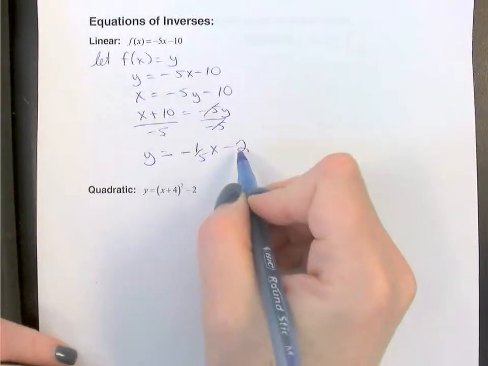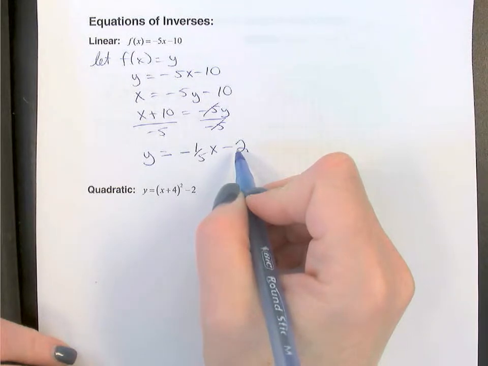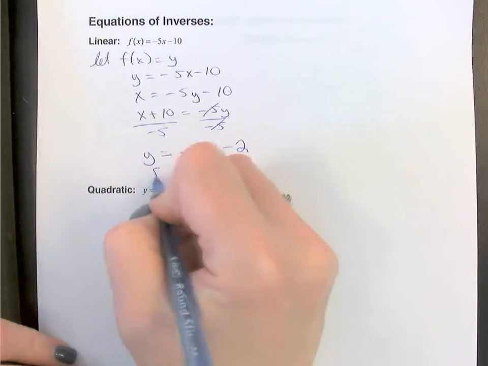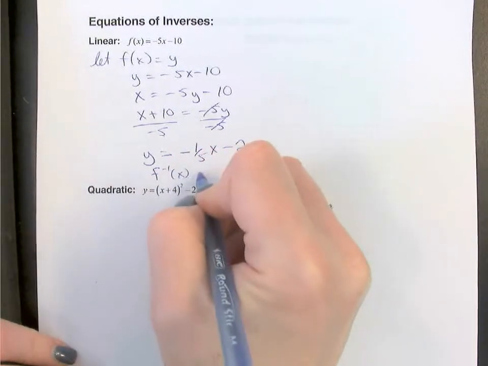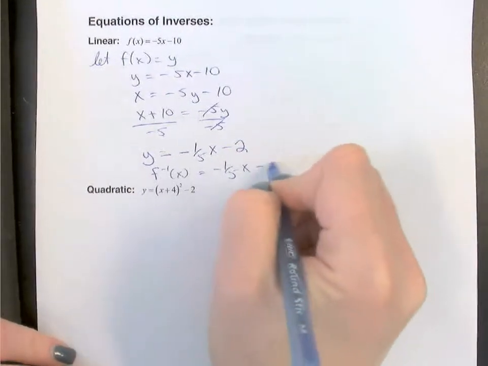We still have a linear function. My inverse is linear. Therefore, I know that it is still a function. So we need to write it in the proper function notation for an inverse.